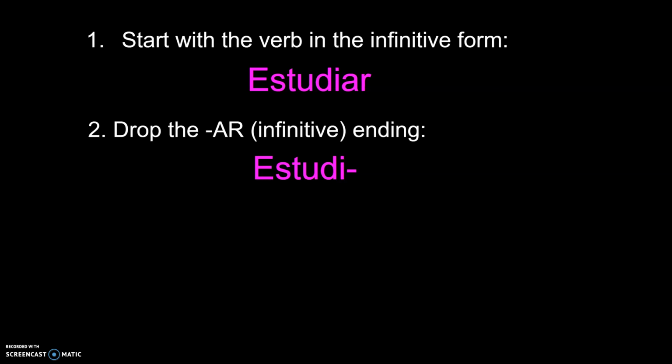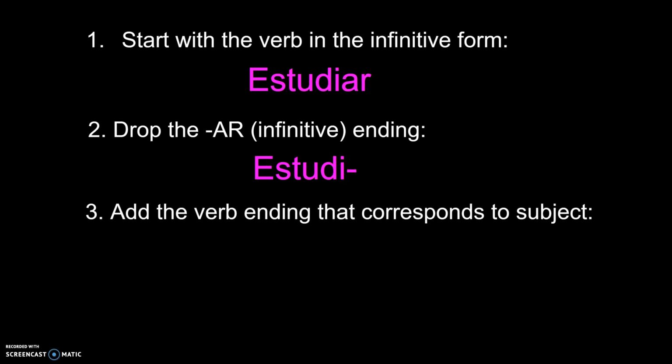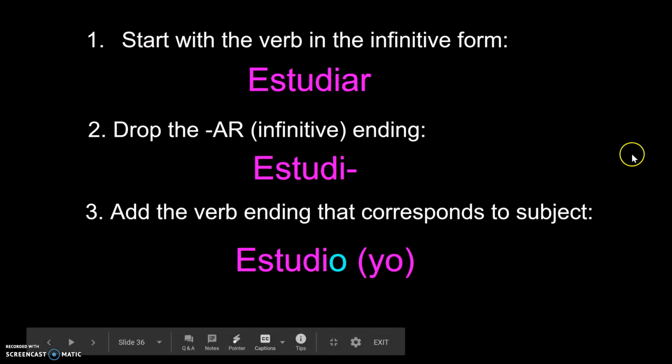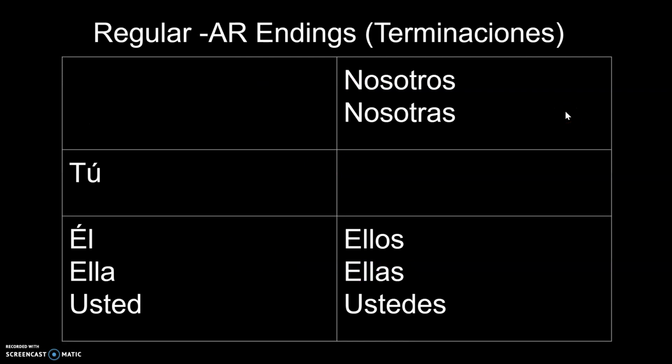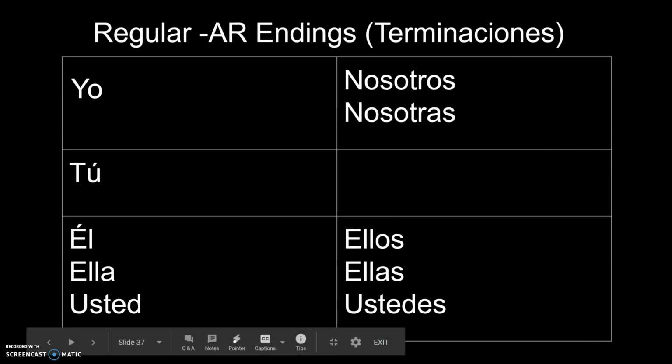And then we're going to add the ending. Let's do the yo form again. And the ending will then be estudio. Okay, so we've gone from to study to I study, or I am studying. So, the ending for the yo form is o. I'll tell you what the others are for the other subjects, okay?